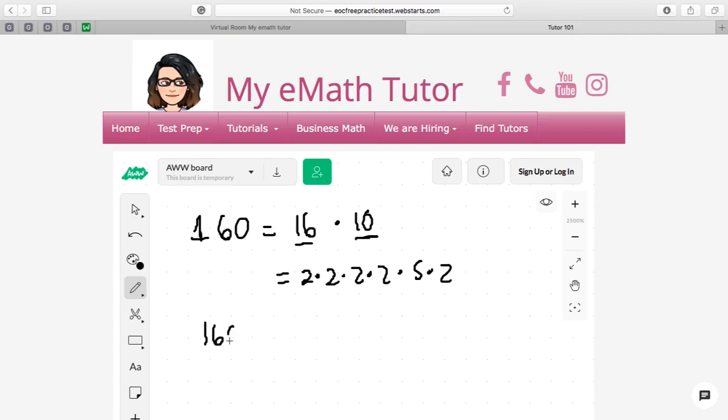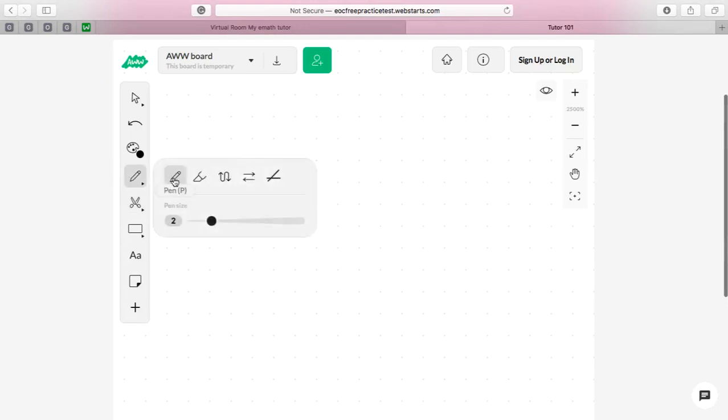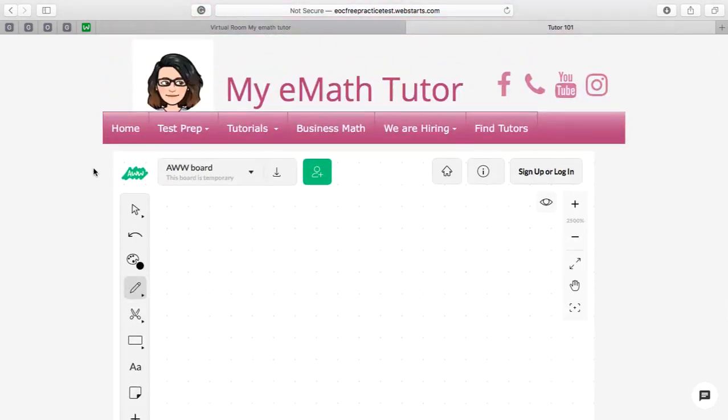Now the prime factorization of 160 is going to be 2 to the 5th times 5. Let's do another prime factorization. And we're going to use prime factorization to then learn the least common multiple and the greatest common factor, which is coming. Let's say that we have, let's just make up, another number.